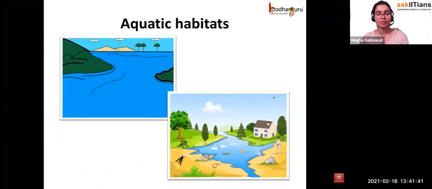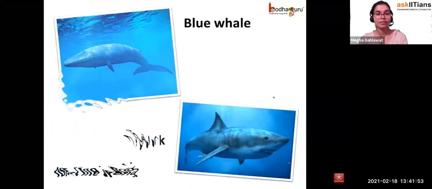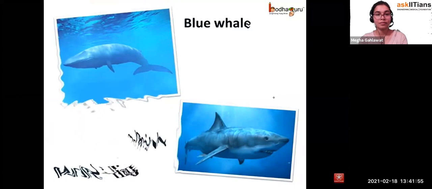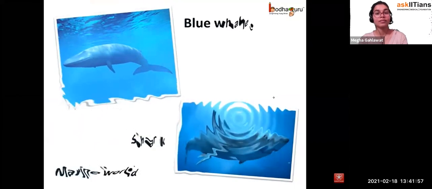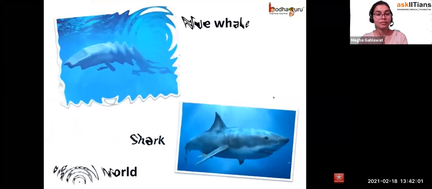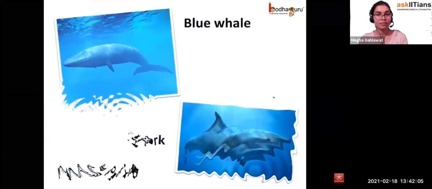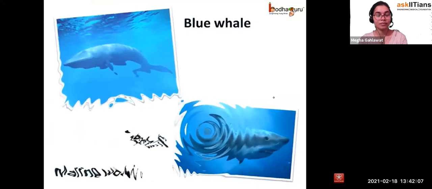So let us first see the aquatic habitat and understand the life in it. As we know, the life is everywhere on the earth. Different organisms find different ways to overcome the hardships in the environment to survive and flourish in their habitat. The ocean and the seas form the largest habitat on the planet.